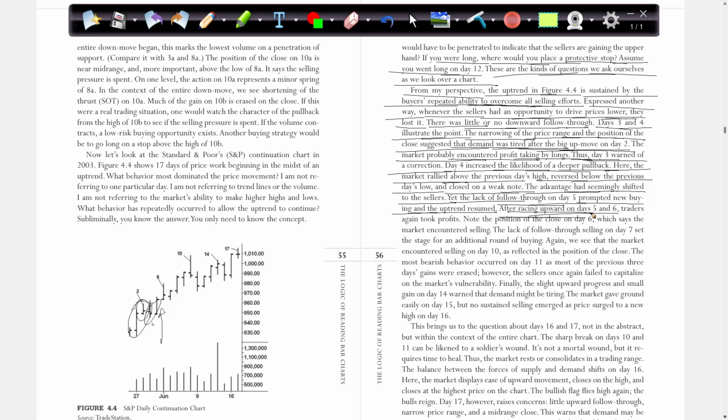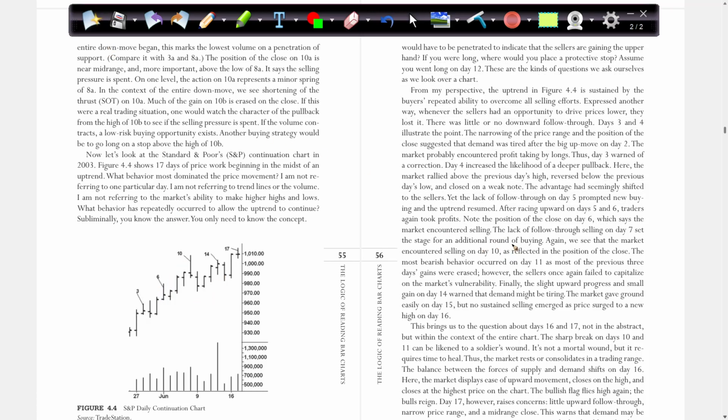After racing upward on days 5 and 6, traders again took profits. Note the position of the close on day 6, which says the market encountered selling. The lack of follow through selling on day 7 set the stage for an additional round of buying. Again, we see that the market encountered selling on day 10, as reflected in the position of the close.